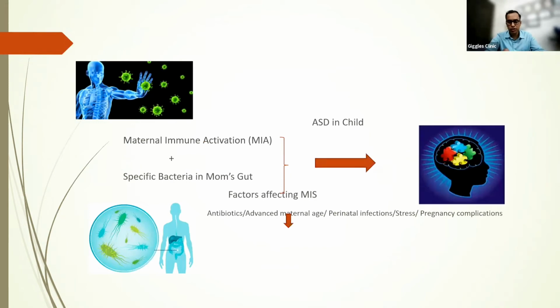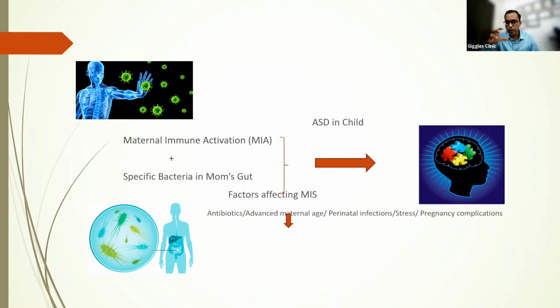And this is just to make you understand the hypothetical diagram of what we have discussed in our previous slides. So, considering the maternal immune activation. Maternal immune activation means when the child is in the womb, the mother is taking some antibiotics, the mother is under stress, the mother is not taking iron and calcium supplementation. So this causes stress in the mother.